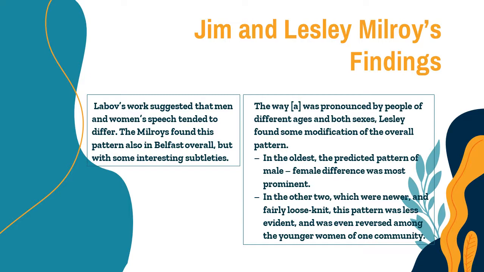When Leslie examined the three communities separately and charted the occurrence of the way A was pronounced by people of different ages and both sexes, she found some modification of the overall pattern. In the eldest, most tightly knit and most traditional community, she found that the predicted pattern of male-female difference was most prominent. But in the other two, which were newer and fairly loose-knit, this pattern was less evident.